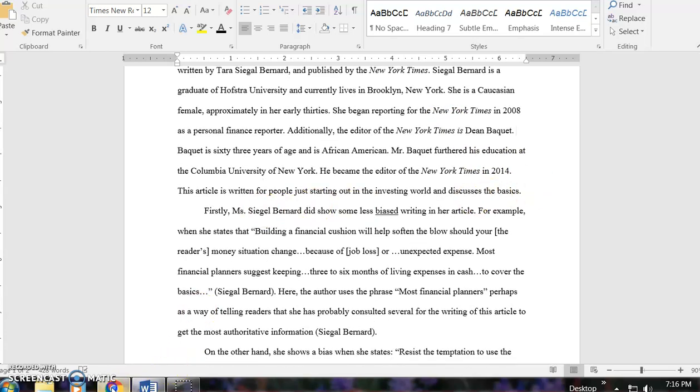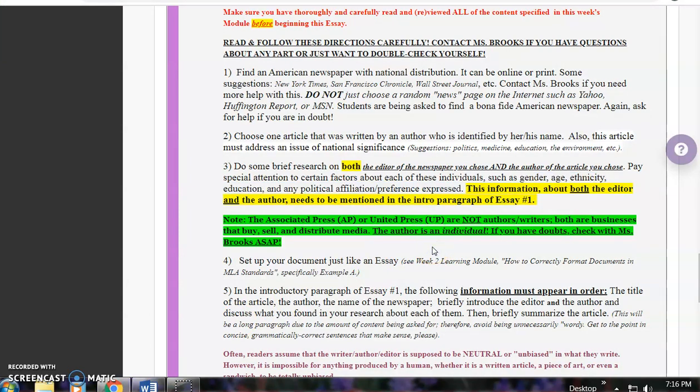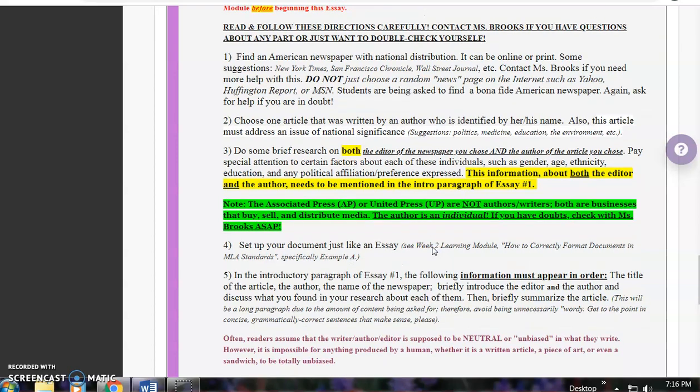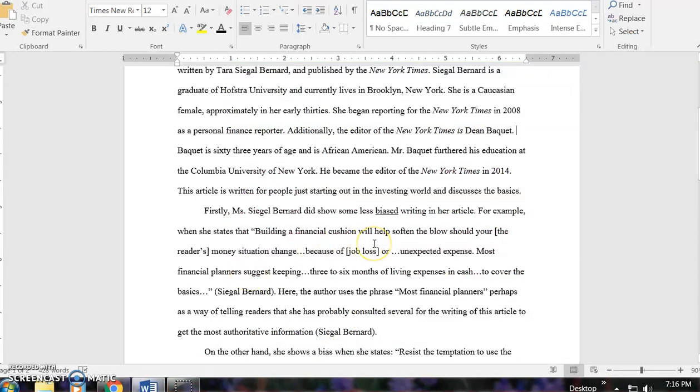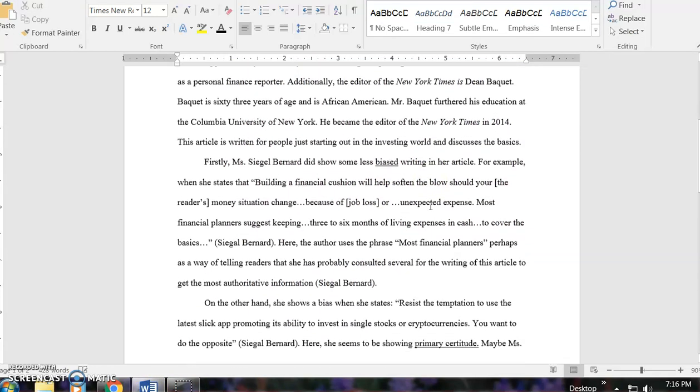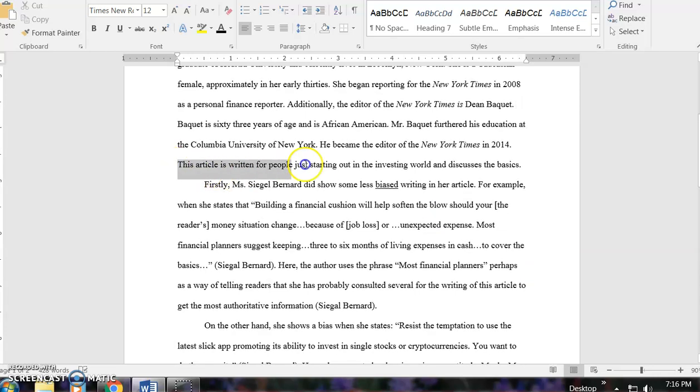Okay, then I ask you to briefly summarize the article. Okay, y'all don't know what brief means. Brief is 1 to 3 sentences. Some of you gave me a whole page. Look, this writer did it in 1 sentence. This article is written for people just starting out in the investing world and discusses the basics. Okay, I don't know why you had to put all that detail in there. I didn't ask you for it. All I basically wanted was a summary. Okay, so 1 to 3 sentences. Stop being so wordy, because if you're too wordy, in other words, it takes you too long to get to the point, you risk losing the attention of your audience because they get bored.